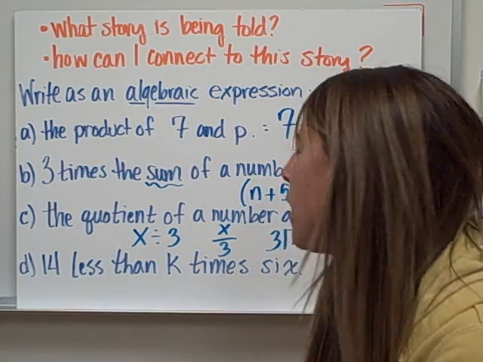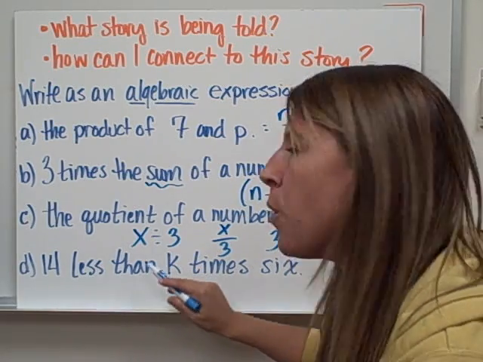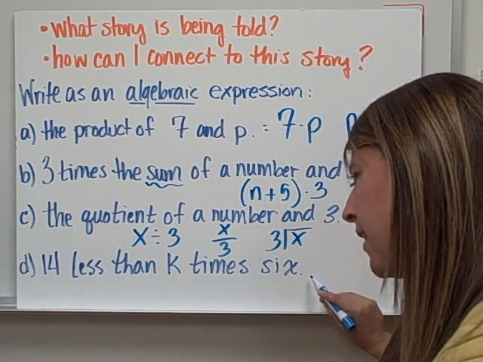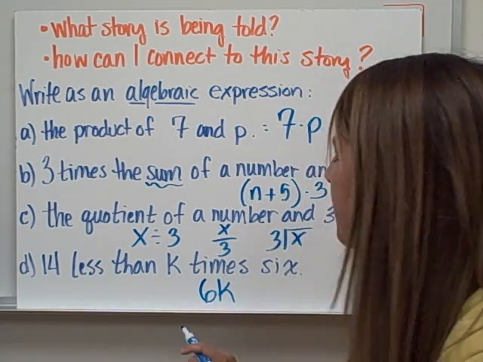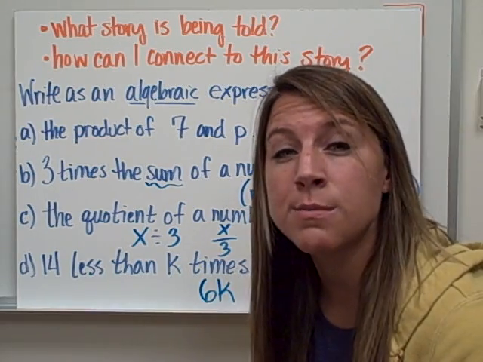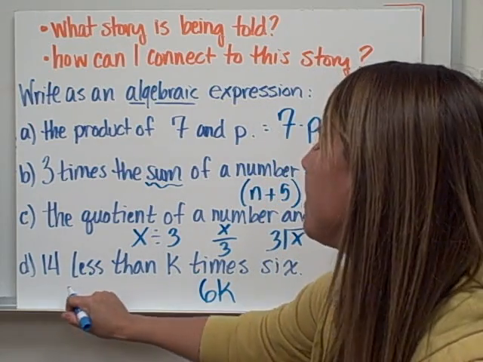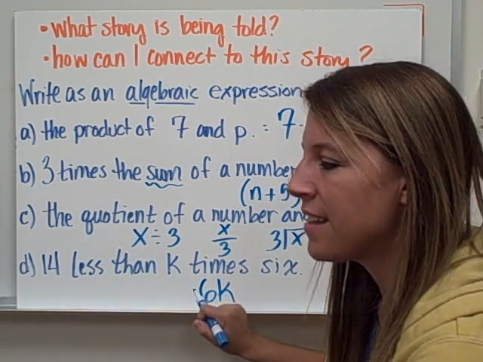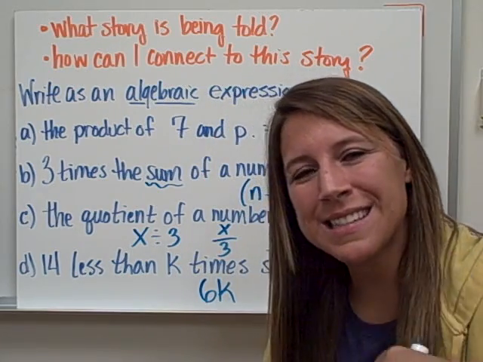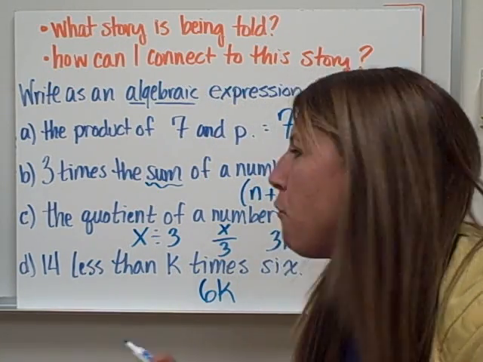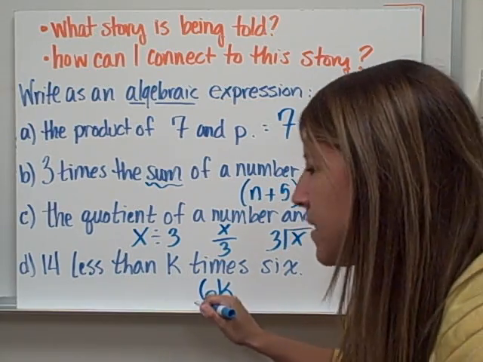Again, more than one thing going on here. 14 less than what? K times 6. So I'm going to say k times 6, and I'm going to say it looks like that. That's okay, because multiplication is commutative. 14 less than that. You might want to say 14 minus that, but you have to think, what's going on? 14 less than k times 6.